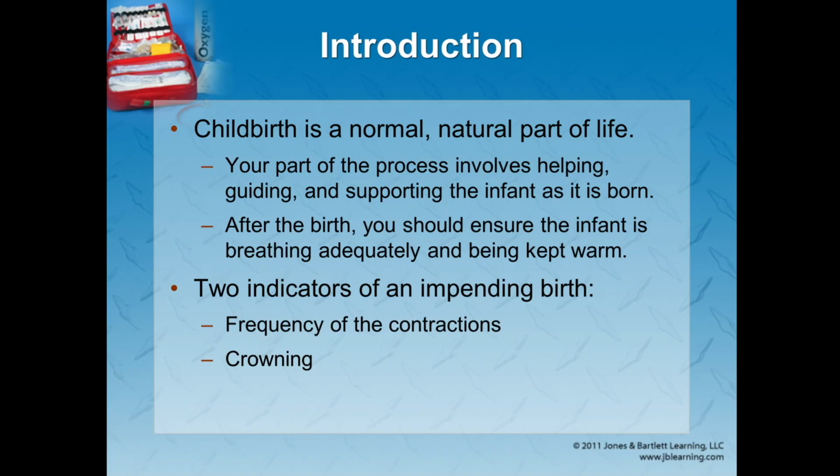So while we're on scene, how are we going to know if we're going to be the one delivering this baby? There's two indicators for an impending birth: the frequency of the contractions and if there's crowning. If we do not have those two indicators, then we are calling 911 and we're having an ambulance come to transport this woman to the closest hospital. Because the last thing we want to do is have to deliver the baby if we do not need to.